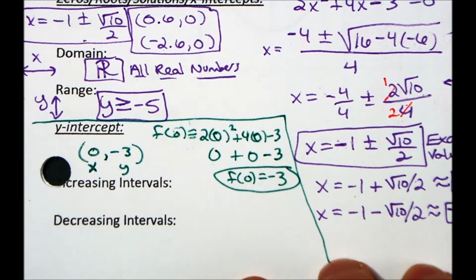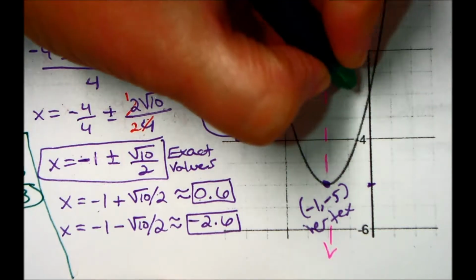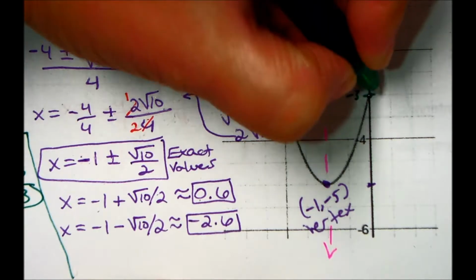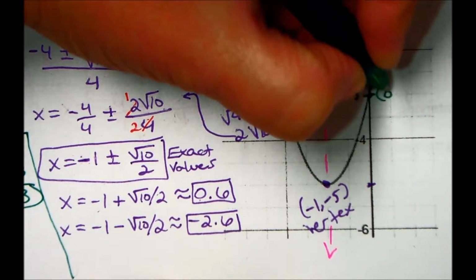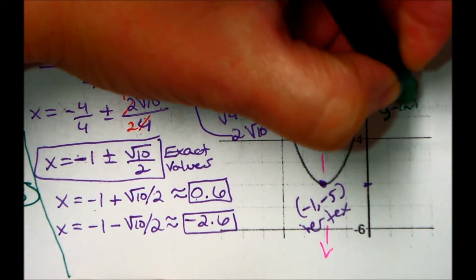Now let's look at the graph. Does that correspond with what's on the graph? And yes, it does. So this is negative 2, this is negative 4, so negative 3 is right there. So this is the point (0, negative 3), which is my y-intercept.